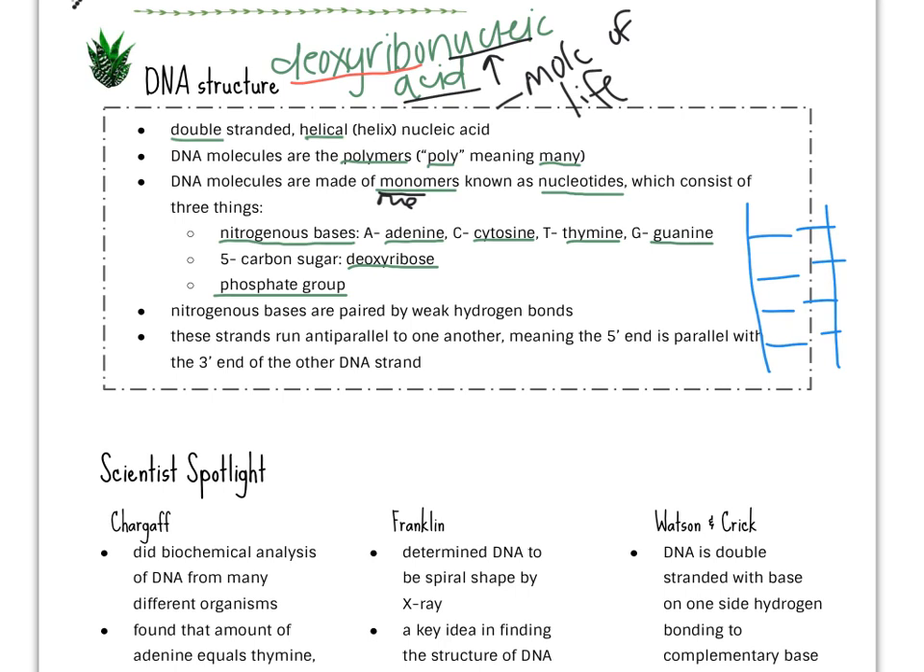So these right here, these are going to be your bases. So there's one base connected to, and then this backbone right here, we'll call it the backbone. That's where the deoxyribose and the phosphate group are.